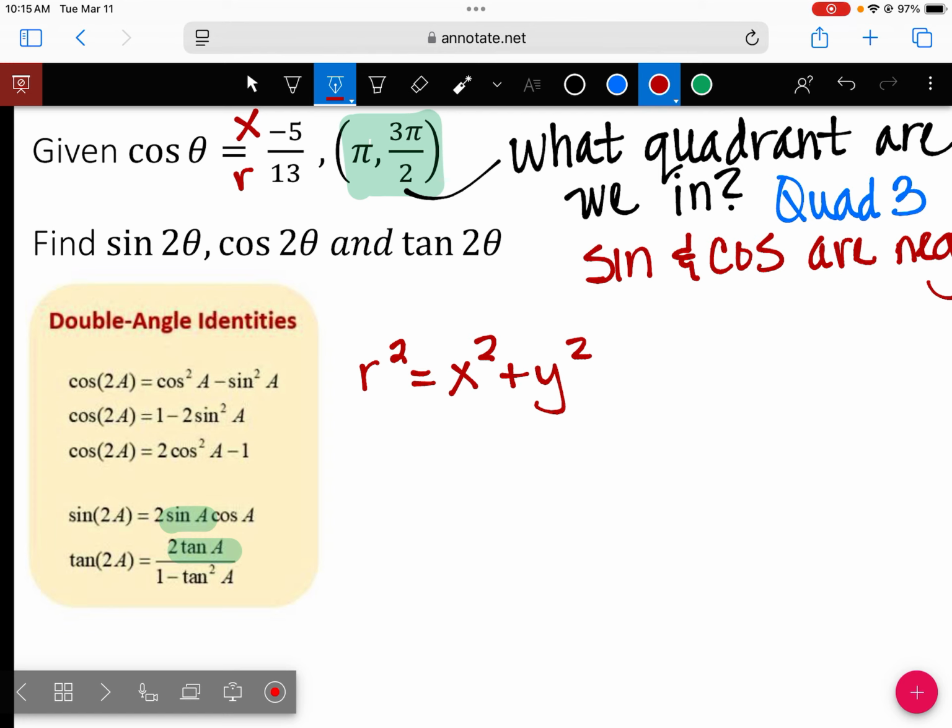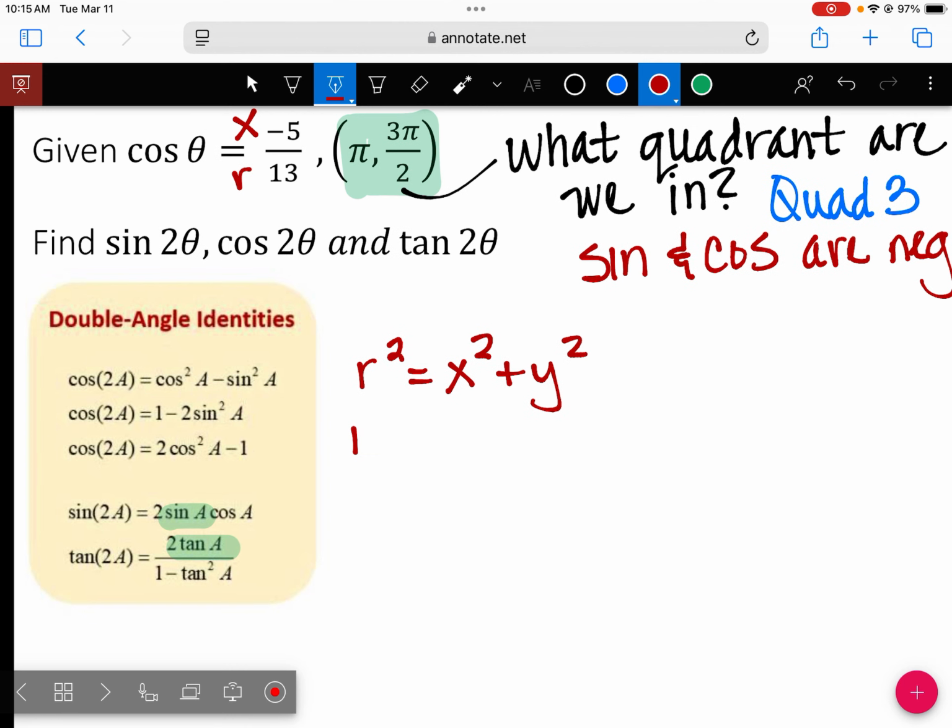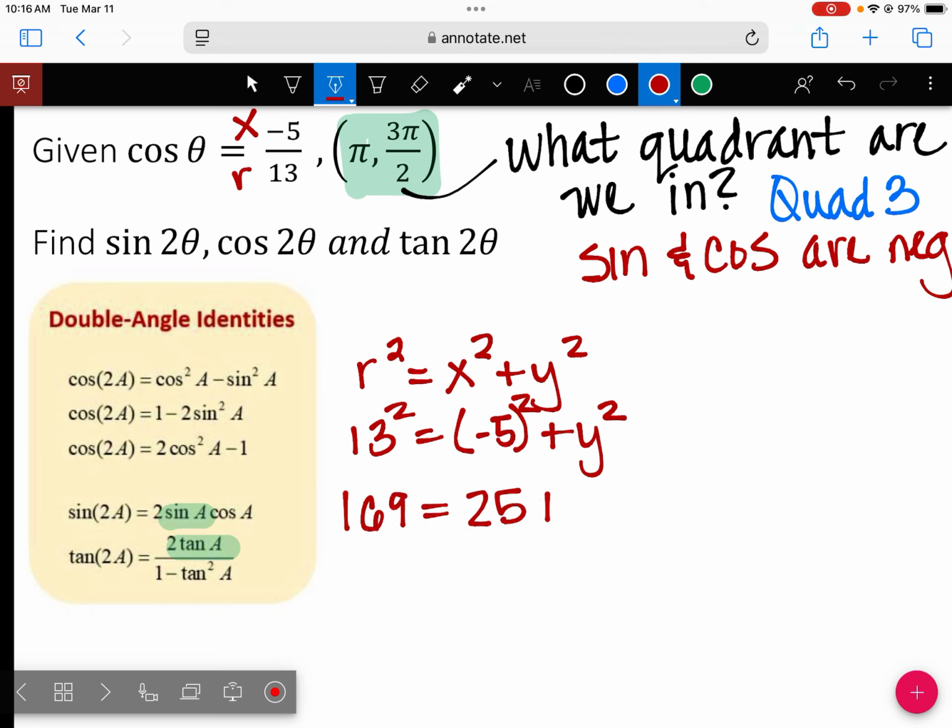So we know that r is 13, so we're going to take 13 squared, and that equals x² plus y². So 13 times 13 is 169. That equals 25 plus y². So we're going to subtract our 25 from both sides. And then I'll give you a minute to try to finish this out and find y.